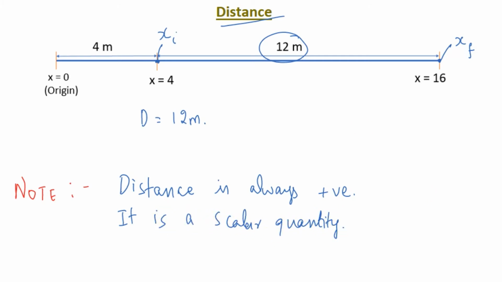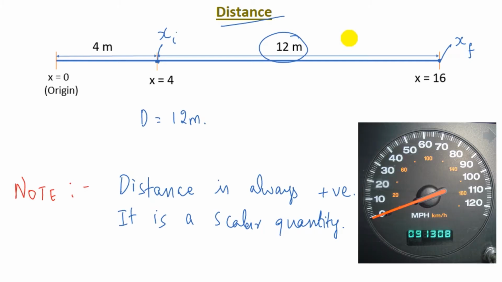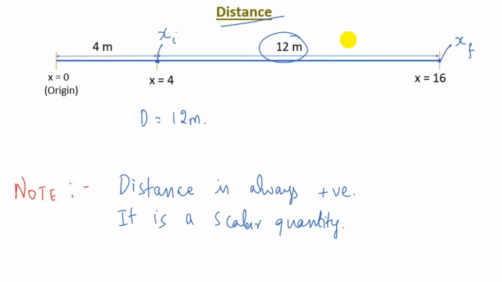Now we can see the practical application of this term distance. Like in our car, the distance traveled is indicated by the odometer that you can see in the car. Now next we're going to discuss displacement. Now let us define displacement. Displacement is basically the change in position. Now let us understand it with this animation.